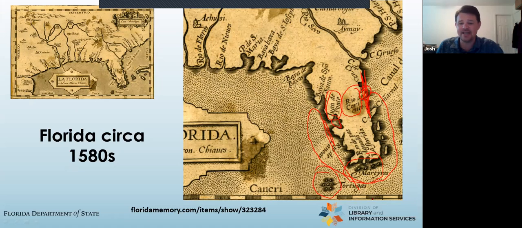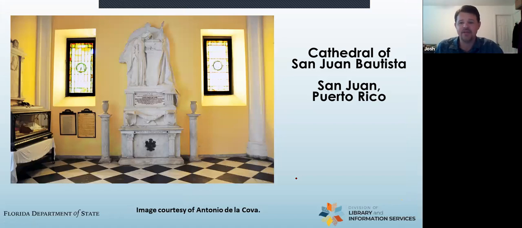So the expedition leaves and takes Juan Ponce de Leon back to Puerto Rico, and he ends up dying there. And he's actually buried in San Juan, in the Cathedral of San Juan Bautista. That's his tomb. I've had the pleasure of going here once before. It's a really interesting church. If you ever get a chance to go to Puerto Rico, it's a great place to go.